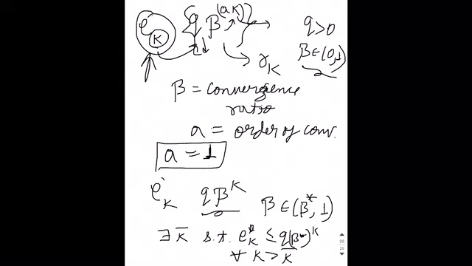So e_k is said to converge at least linearly with convergence ratio beta star if for all beta greater than beta star and less than 1 there exists some k bar such that e_k is less than or equal to q beta star to the power k.